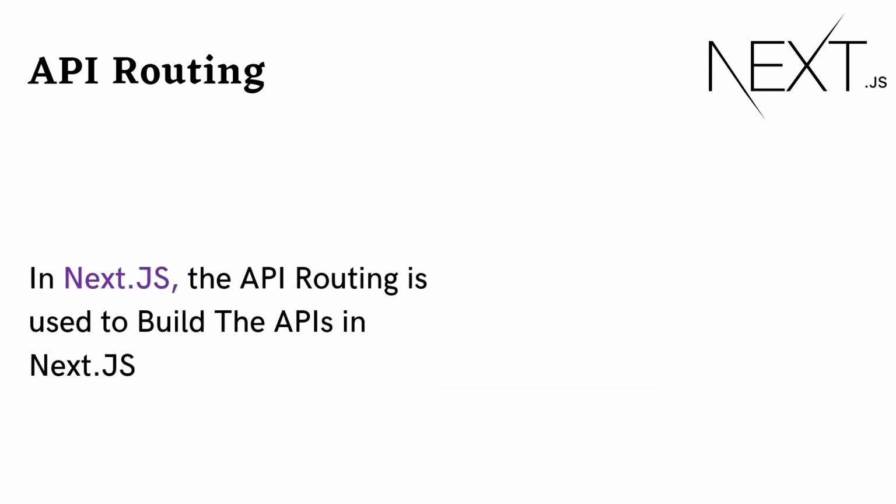So in Next.js, API routing is used to build the APIs inside Next.js. We can build the APIs inside the API folder, and that folder will not be accessible to the front end because it runs in the Node environment in the backend terminal, but not inside the client side JavaScript. So we can build the APIs with that, and we can also store some credentials like API keys and database passwords as well, because that code would not be accessible at the front end at all.